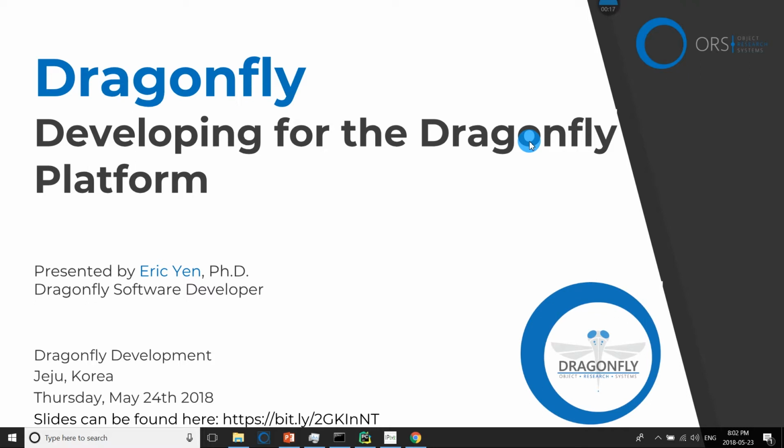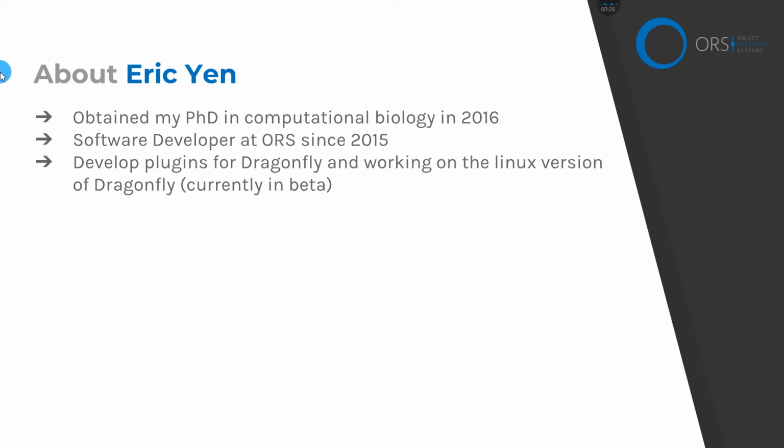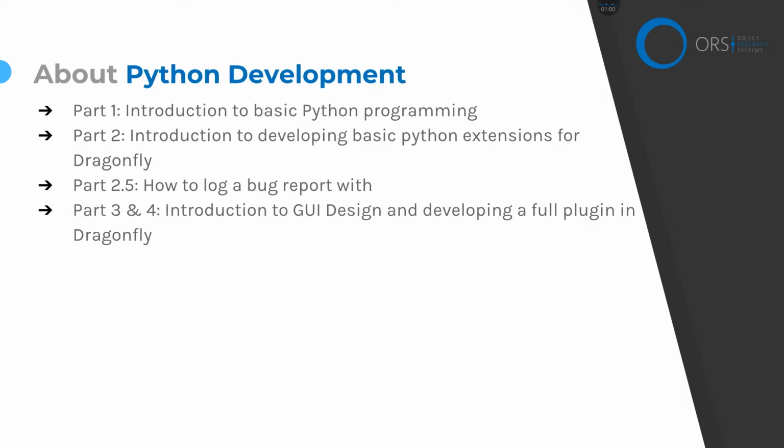My name is Eric Yen, and I got my PhD in computational biology in 2016. I've been working at ORS for 2 years, and my primary role has been to develop different plugins and to oversee the transition from Windows to Linux for our software. We'll be launching our Linux version, which is currently in beta, so you can download that for Intel CPU machines.